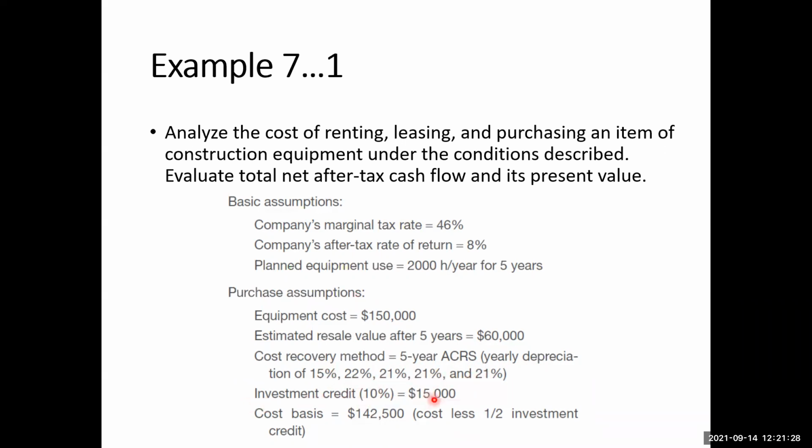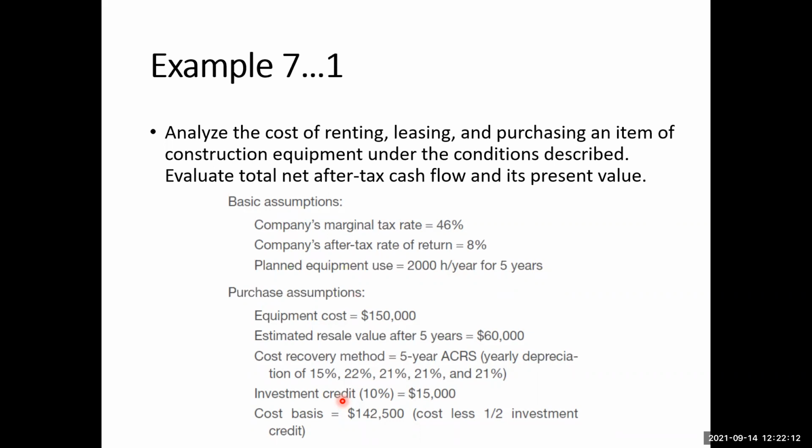The investment credit is $15,000. The investment credit means that sometimes governments give some incentive that if you, instead of renting the equipment, buy the equipment, they can give you some credit. It may be a credit from the taxes. So if you have to pay, like, $50,000 in tax, they can deduct $15,000 from that.